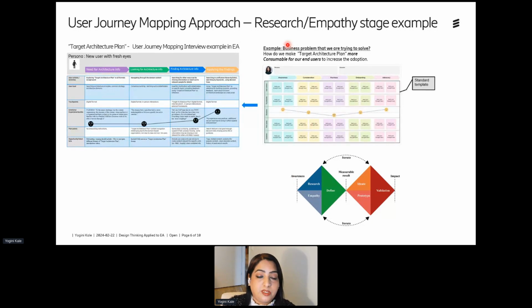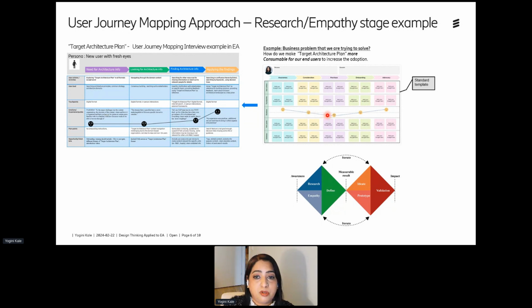Looking into the example that we were talking about, there are a few standard templates that can be used from the design thinking world. And one of the examples of how this was applied in developing the target architecture plan to suit the user needs is this. If you look at this template, there are different areas that you can define as a user journey in a regular context.